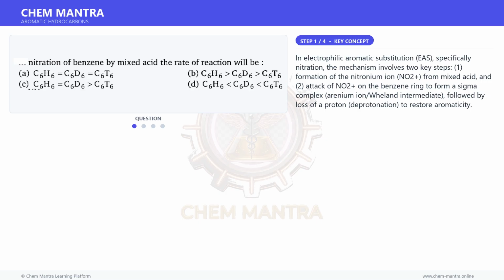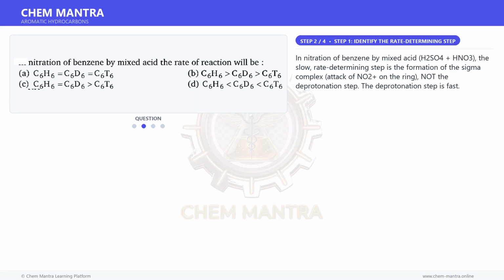In electrophilic aromatic substitution, EAS, specifically nitration, the mechanism involves two key steps. 1. Formation of the nitronium ion, NO2+, from mixed acid, and 2. Attack of NO2+ on the benzene ring to form a sigma complex, an arenium ion intermediate, followed by loss of a proton, deprotonation, to restore aromaticity.